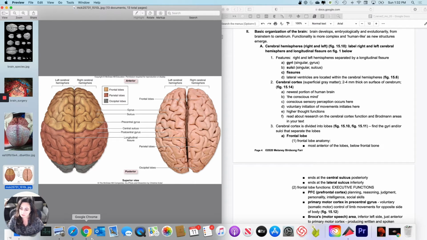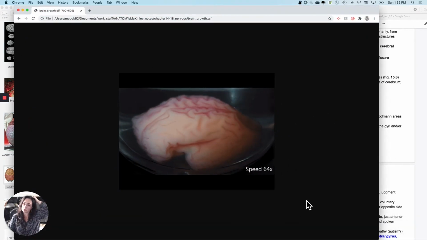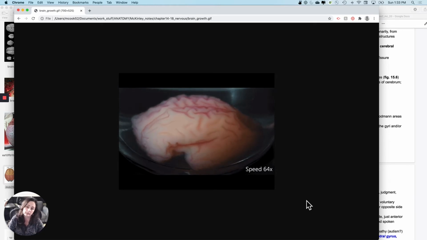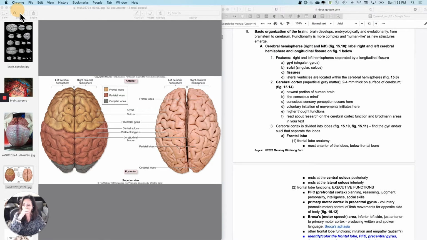And someone actually made a really cool model to show how that folding develops embryonically and fetally. At about 20 weeks, a fetal brain has pretty much no folds whatsoever. And then when you're full term, you are going to develop quite a few of these folds. So that is a really cool model that they developed to do that. Okay, so what's the difference between you and other critters?